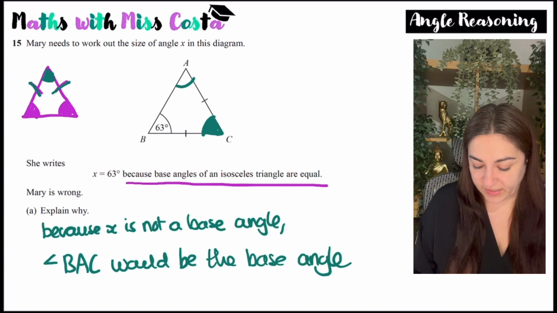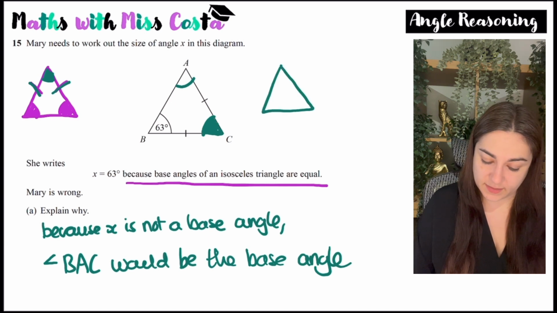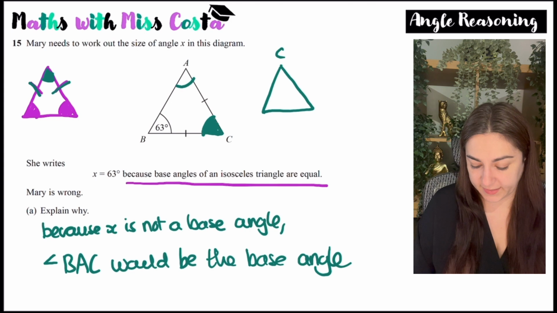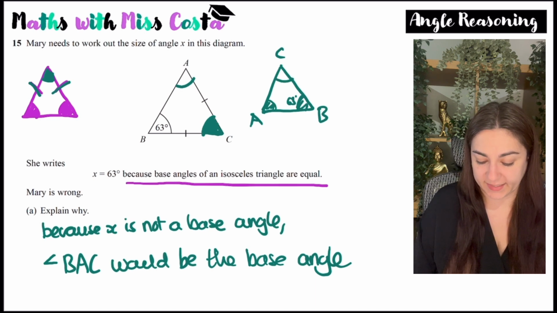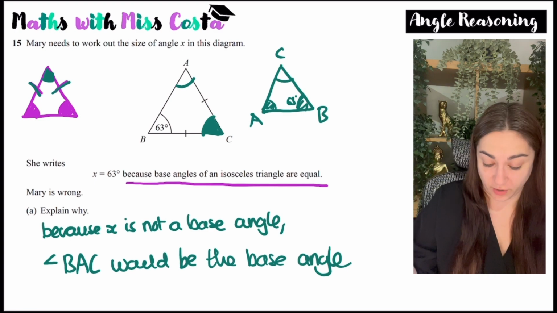So if we turned that around, this is what it would look like. So C would be at the top, A over here, B, and that would be 63. And this would be your base angle here, and that would be X. It's basically the triangle that's just been turned over.